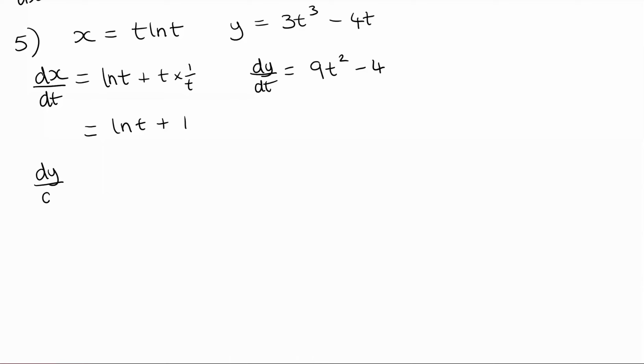So to find dy by dx, we do dy by dt divided by dx by dt, because your dt's are going to cancel. So your dy by dt goes on top, your dx by dt goes on the bottom, and that is it.